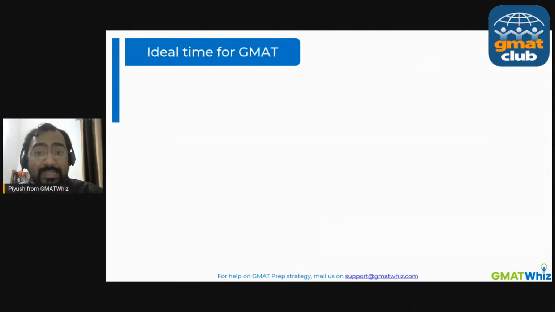So let's understand what is the ideal time to then write the GMAT. Now, let me ask you guys this question. Before I answer this for you, what do you think is the ideal time to write the GMAT in that case? You have got some understanding of how the rounds work. So what do you think is the ideal time to write the GMAT? Let's hear from you.